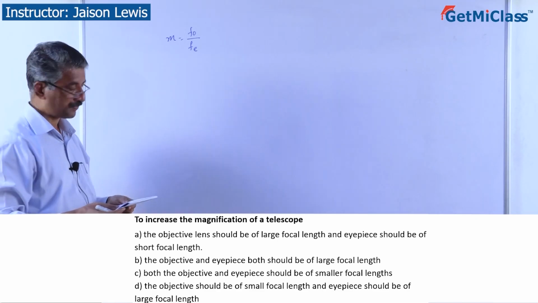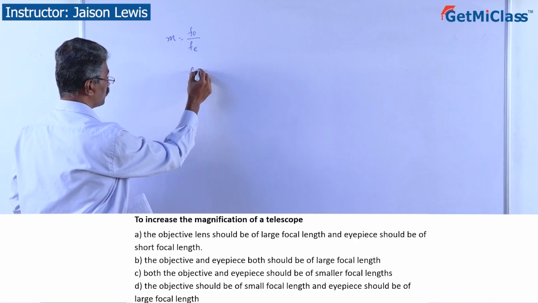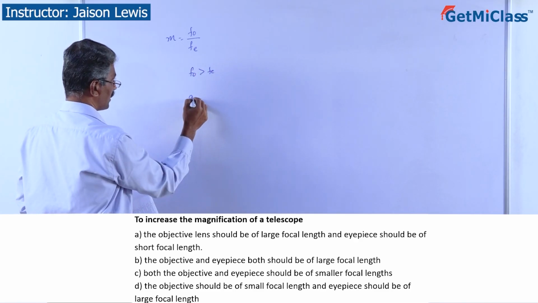Since you are asked to find out how to increase the magnification of a telescope, FO should be greater. FO should be greater than FE. Therefore, option A is better.